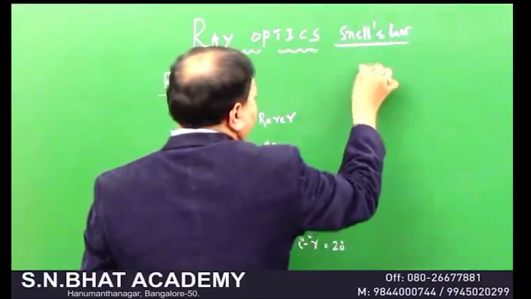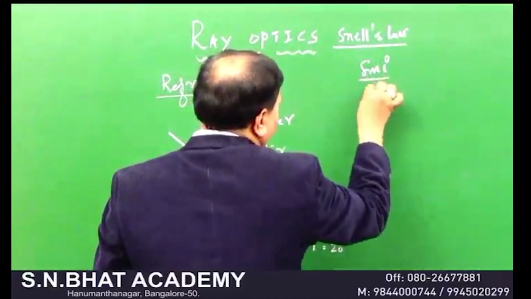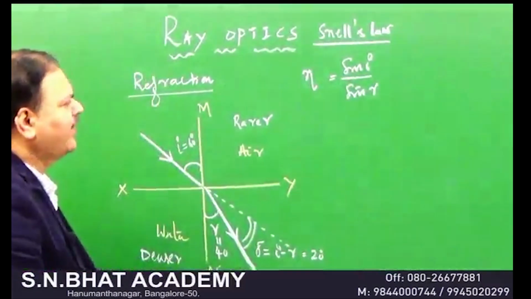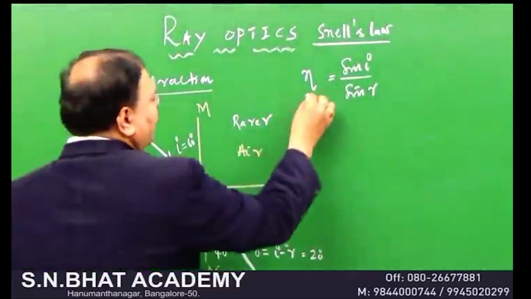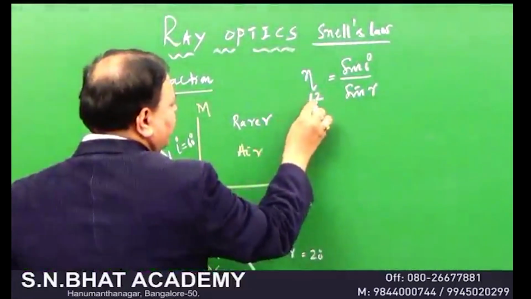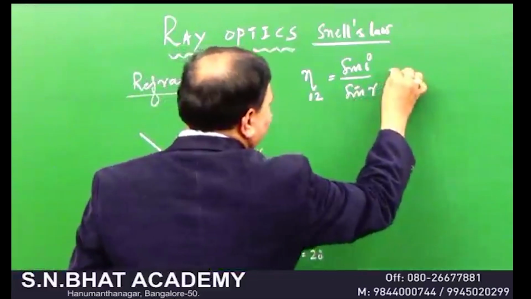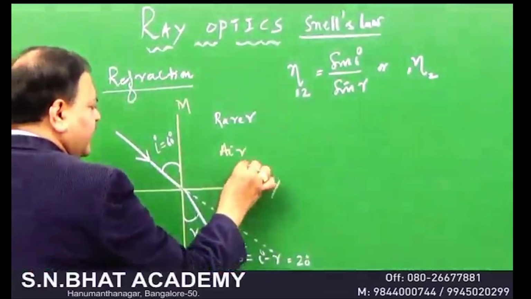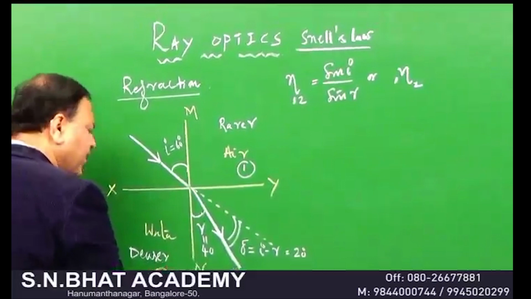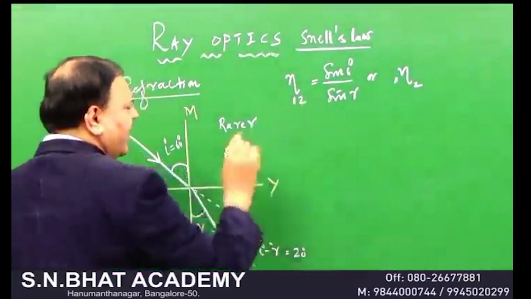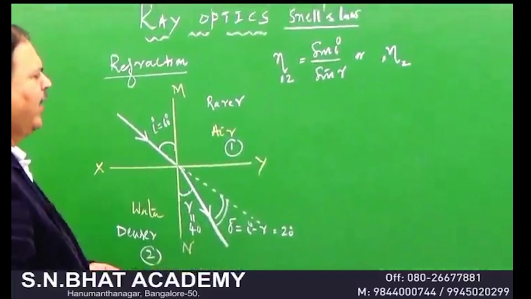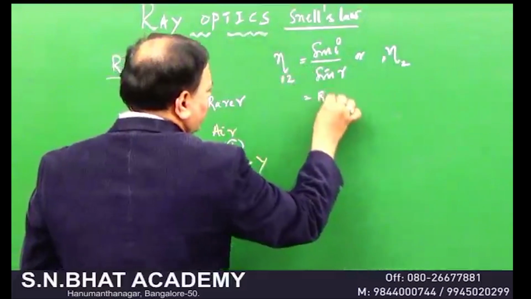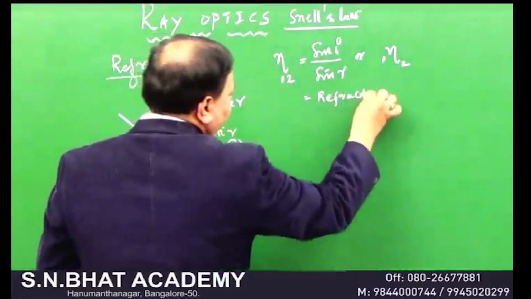According to Snell's law, the ratio of the sine of the angle of incidence to the sine of the angle of refraction is constant. We call it the refractive index, and you can write it as n 1 2, or the same thing can also be written as n 1 to 2. This means light is passing from medium 1 to medium 2. This is medium 1 and this is medium 2. And this Snell's law only gives the definition of the refractive index. This constant only we call the refractive index.